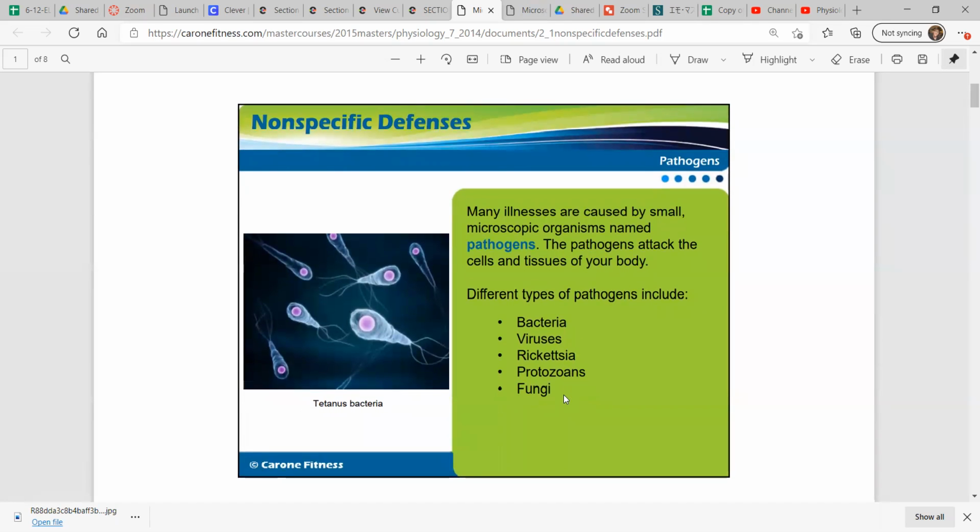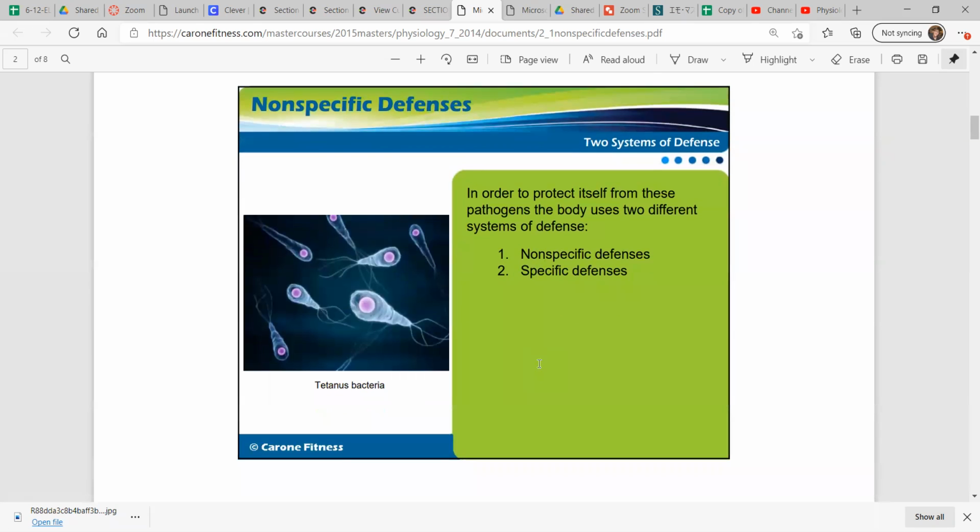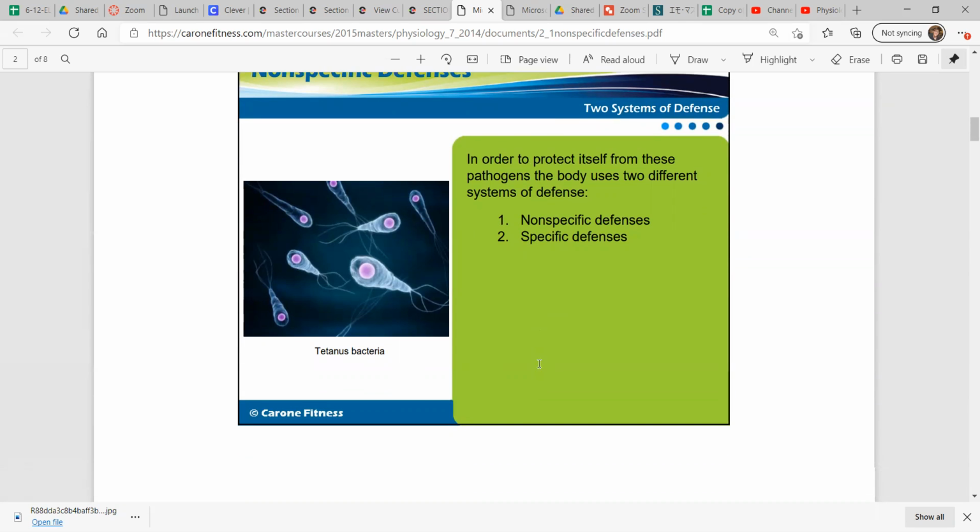Many illnesses are caused by small microscopic organisms named pathogens. Pathogens attack the cells and tissues of your body. Different types of pathogens include bacteria, viruses, rickettsia, protozoans, and fungi. And in order to protect itself from these pathogens, the body uses two different systems of defense, non-specific and specific.